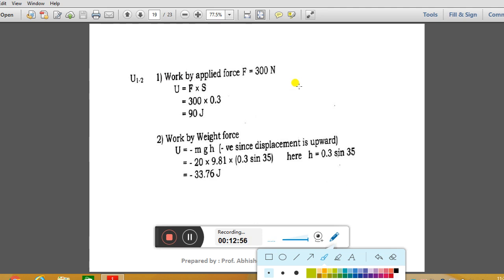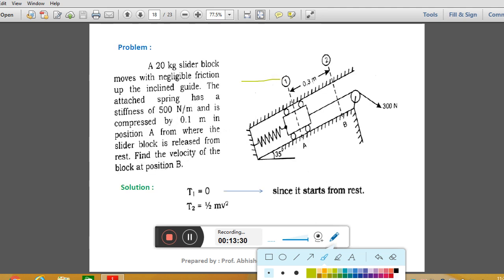Now what is the equation for solving the problem based on the work energy principle? The total work done by the different forces is equal to the change in kinetic energy. We have already calculated the initial and final values of kinetic energy. Let us calculate the work done by the different forces one by one, and after this we will put all the values in the generalized equation of the work energy principle to determine the required parameter. First of all we will calculate the work done by the applied force, and the applied force is 300 Newton. We can see this is the applied force.